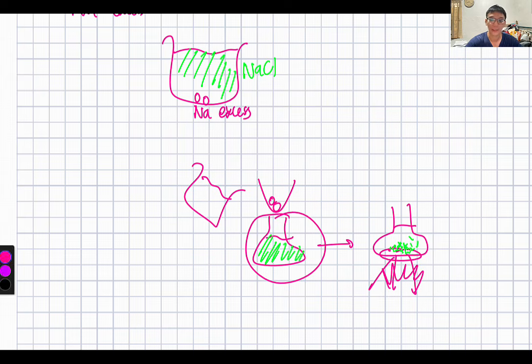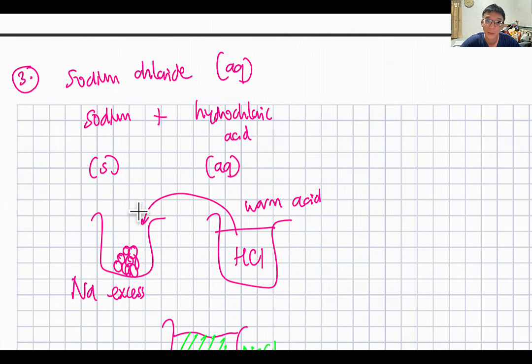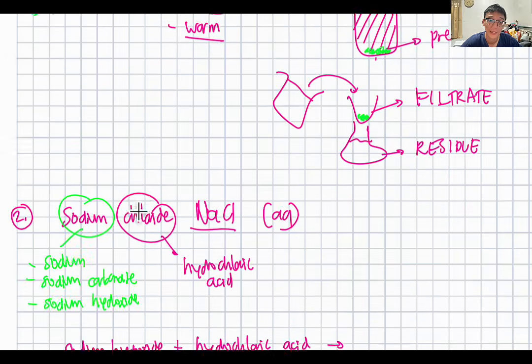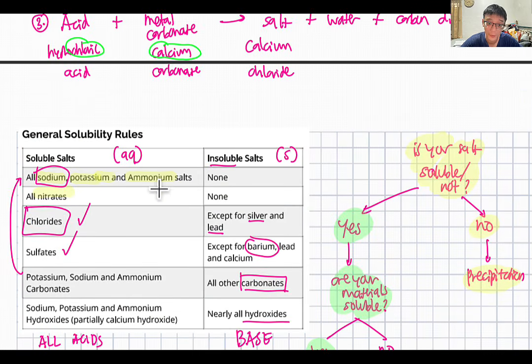Okay, so technically there are three methods of making salt, which are titration, precipitation, and the excess solid method. And in order to choose one of the methods, you should refer to the solubility chart. And then the solubility chart will help you to determine whether something is aqueous or insoluble.